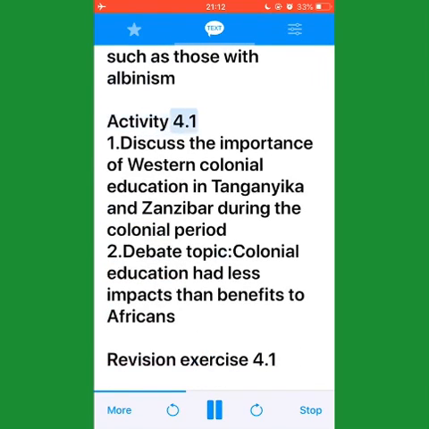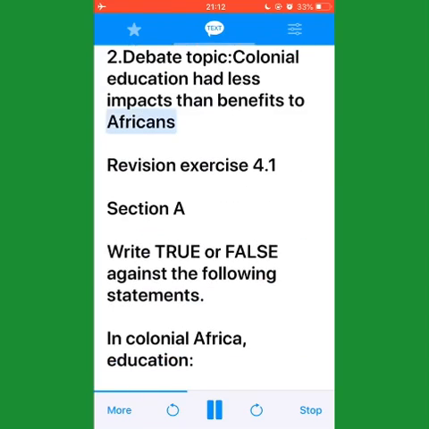Activity 4.1. 1. Discuss the importance of Western colonial education in Tanganyika and Zanzibar during the colonial period. 2. Debate topic: colonial education had less impacts than benefits to Africans.